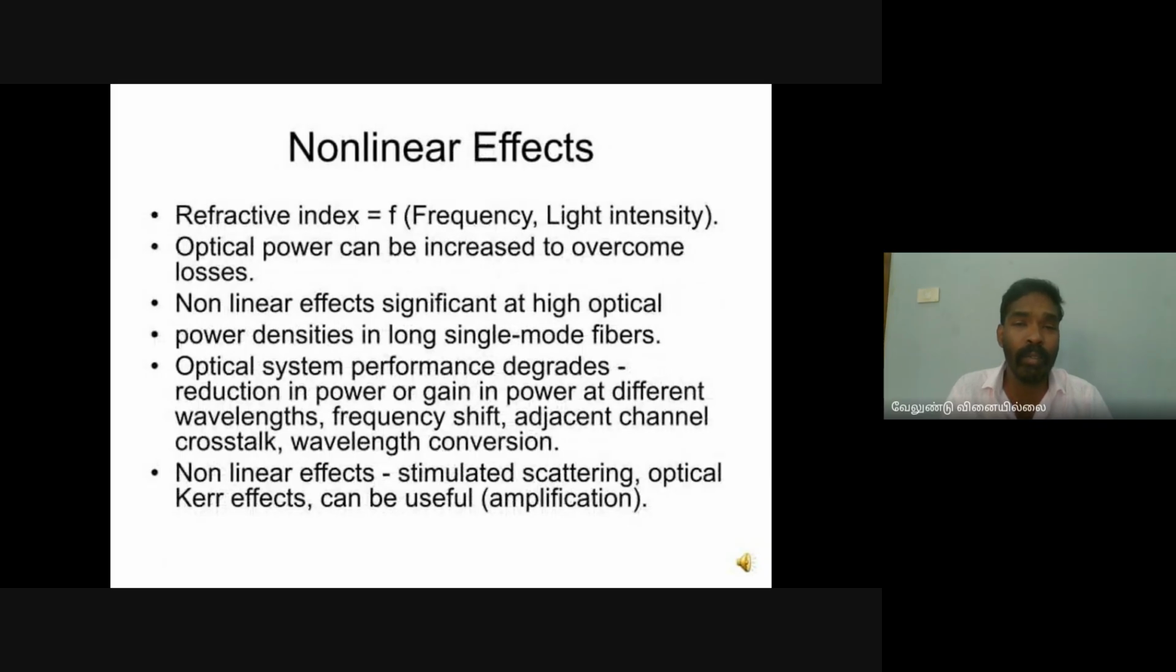The refractive index depends on the frequency or light intensity, and the optical power can be increased to overcome losses. The nonlinear effects are significant at high optical power densities in a long single mode fiber. Optical system performance degrades through reductions in power, gain at different wavelengths, frequency shift, adjacent channel crosstalk, and wavelength conversions. The nonlinear effects are stimulated scattering and the optical Kerr effect. This can be useful for amplification.